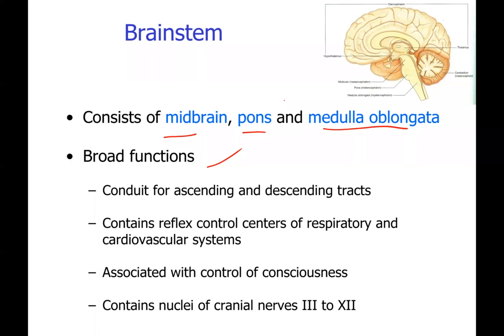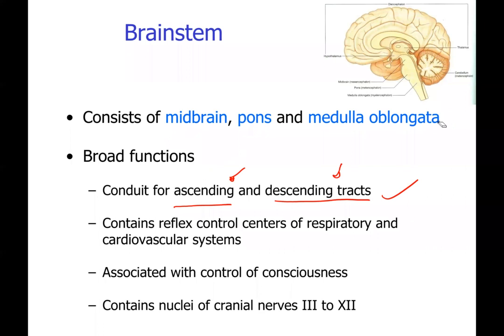So the first point is that the brain stem is a conduit or an area for all ascending and descending nerve tracts to pass from the spinal cord to the cerebrum, and from the cerebrum down to the spinal cord and the cranial nerves. So this is the first point that you need to remember. So it's a passage or conduit for ascending and descending nerve tracts. So ascending means sensory and descending means motor. So you should be able to understand it.